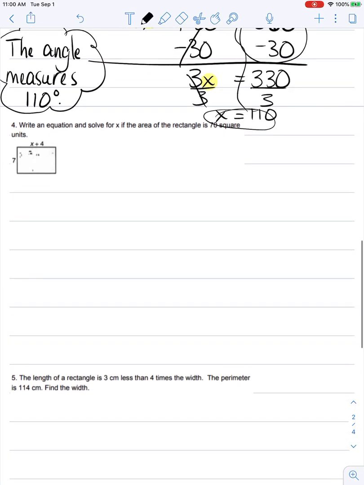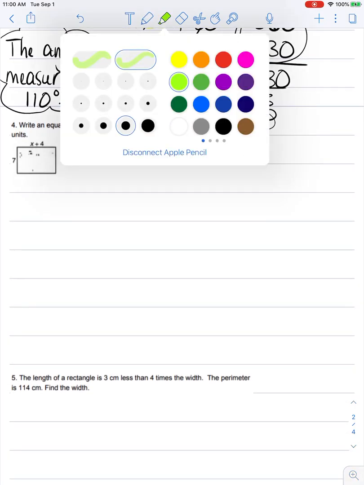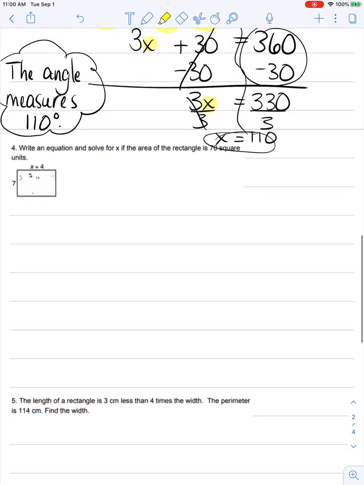Number 4. So first, let's read this with the purpose of identifying our variable. Write an equation and solve for x if the area of the rectangle is 70 square units. They gave us the x. If I'm talking about the side lengths, what does x represent? It's just going to equal length, some length that's used in that rectangle.